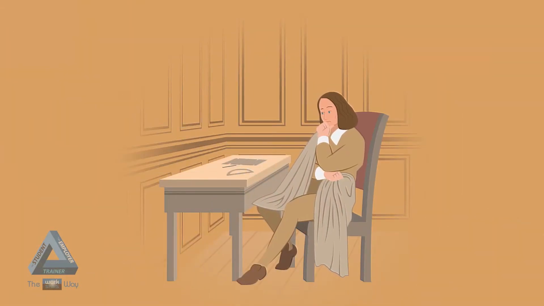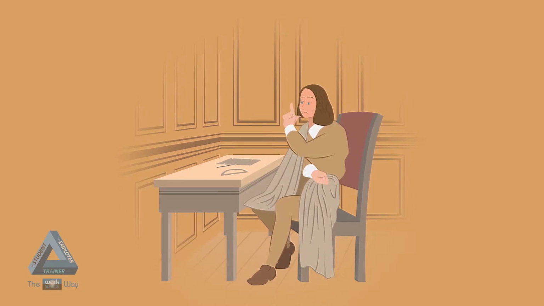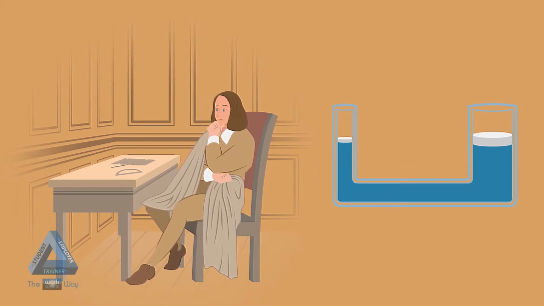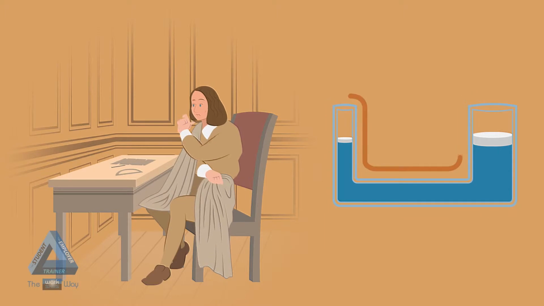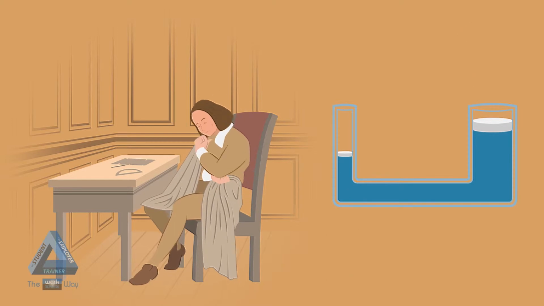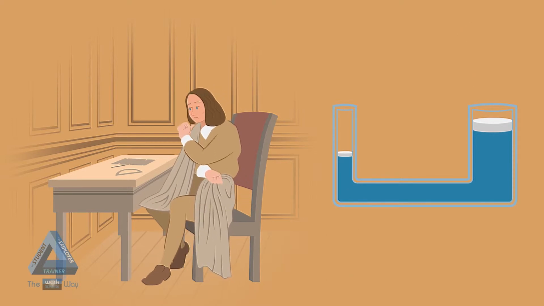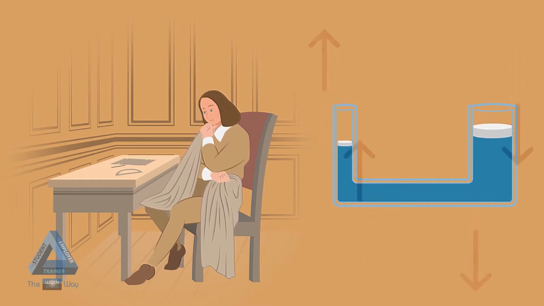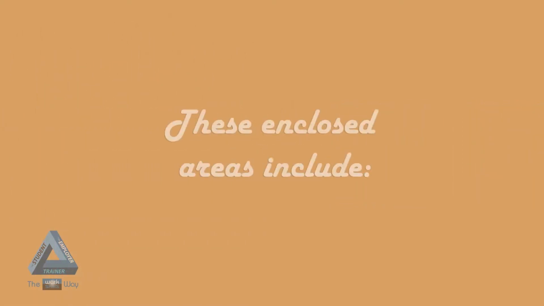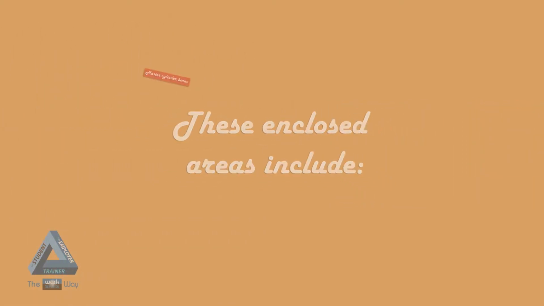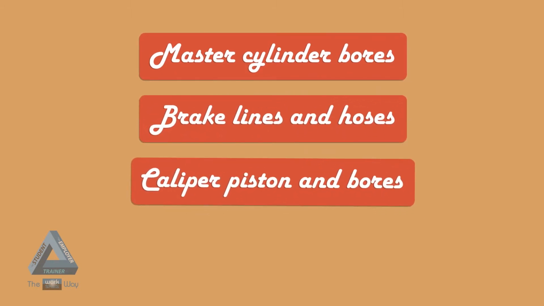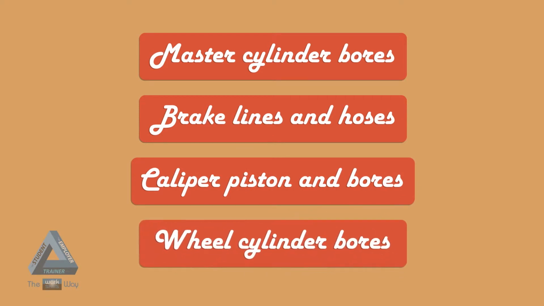Another principle of the braking system is called the Pascal principle. Pascal was a man who made significant observations about fluid and pressure. He noticed that the shape of containers had no actual effect on pressure. Pascal also observed that the pressure applied to an enclosed fluid, liquid inside a closed container, is transmitted undiminished to every part of the fluid as well as to walls of the container. These enclosed areas include master cylinder bores, brake lines and hoses, caliper pistons and bores, wheel cylinder bores.